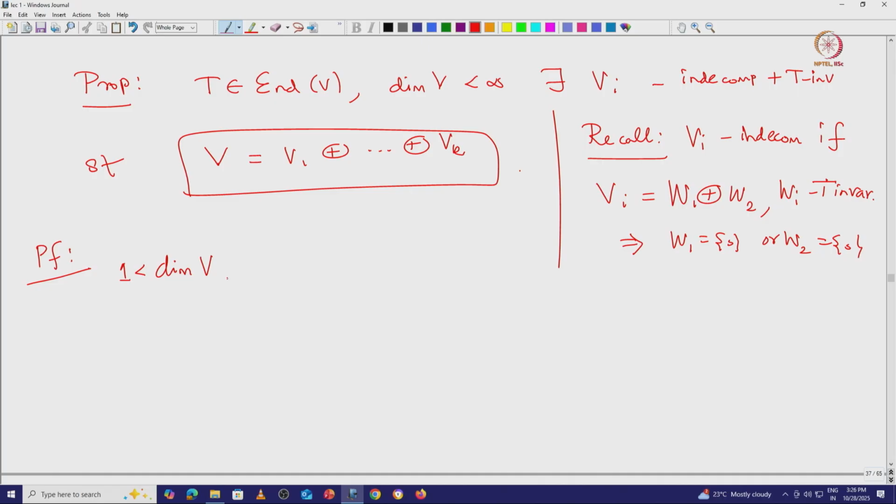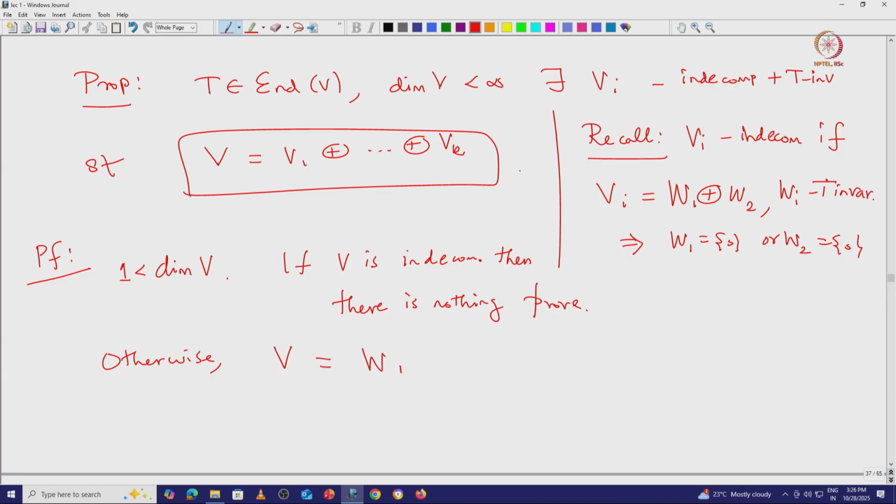In that case, if V itself is indecomposable, then again there is nothing to prove. Otherwise there is only one option: it should be decomposable. Then we can write V as a direct sum of T invariant subspaces W_1 and W_2. Both W_i's are T invariant subspaces.